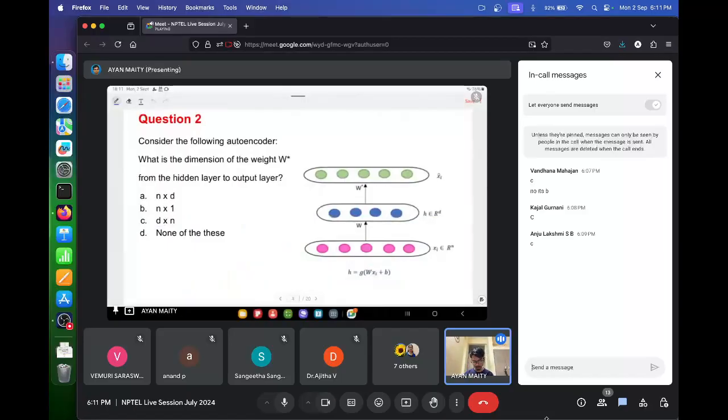Now the second question, based on the same autoencoder. Now you have to find out the shape of the weight W star, which is from the hidden layer to the output layer. So in the previous question we found the shape of this W. Now you have to find out the shape of this W star. The shape of xi hat, or the output, is not given here, so you have to first find out the shape of the output xi hat, then only you will be able to find out the shape of W star.